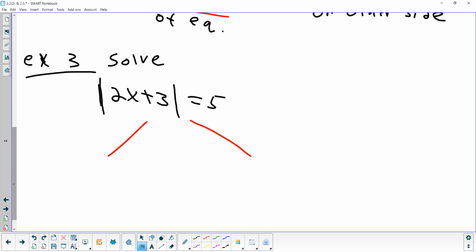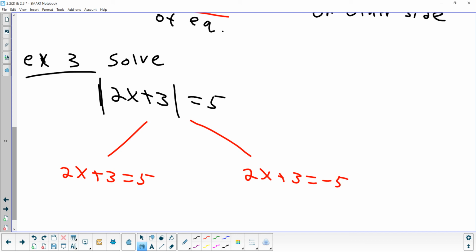Help him out. What's going to be our first one we split it into, Tyler? 2x plus 3 equals 5. Yes, 2x plus 3 equals 5. What's going to be my second one? Bailey? 2x plus 3 equals negative 5. Okay, so those are the two that we're going to split it into.